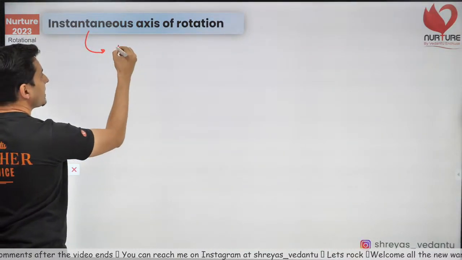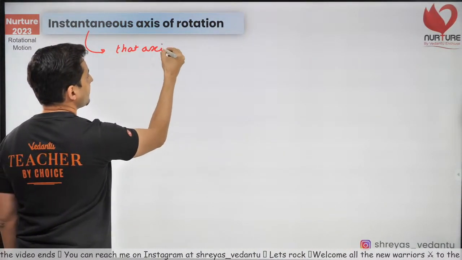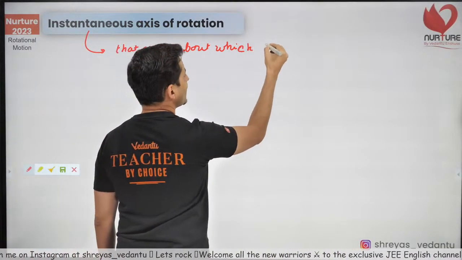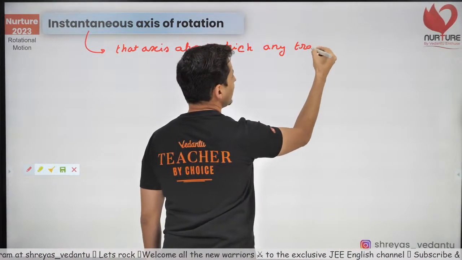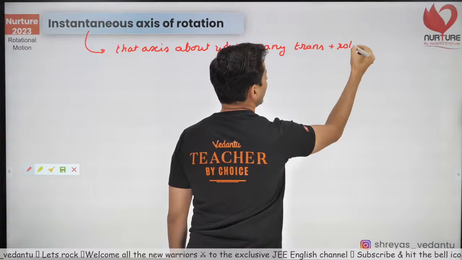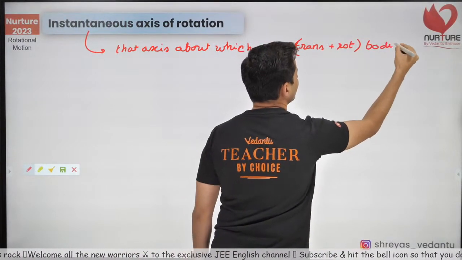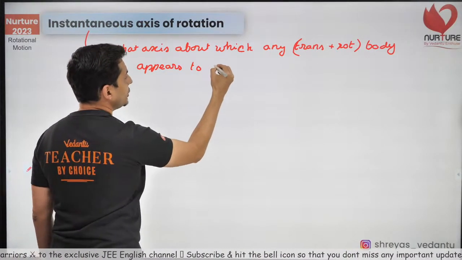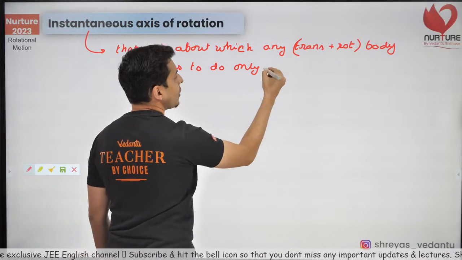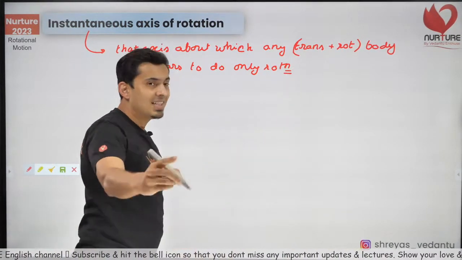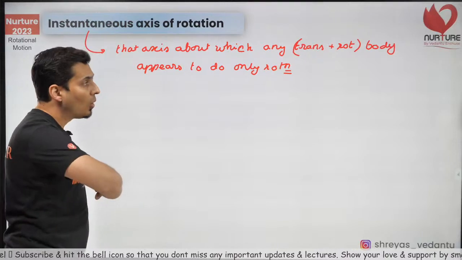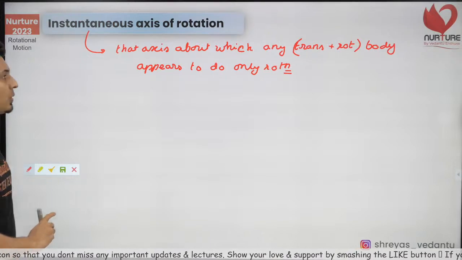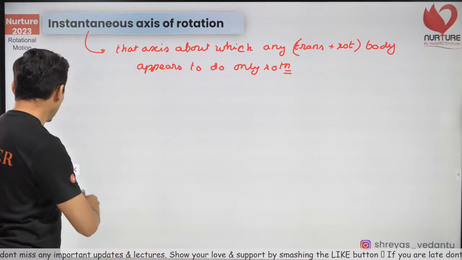This is nothing but that axis about which any translating plus rotating body appears to do only rotation, nothing else. So it's that axis about which the body appears to do only rotation and nothing else. That is called the instantaneous axis of pure rotation. And there is a very easy way to figure that out.